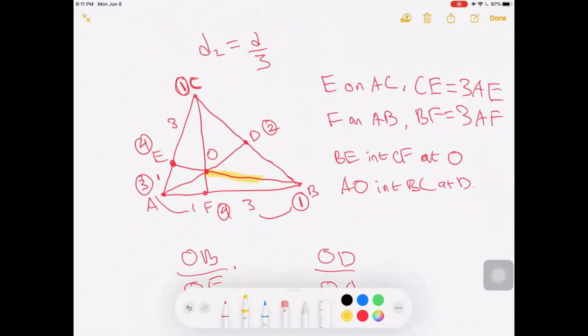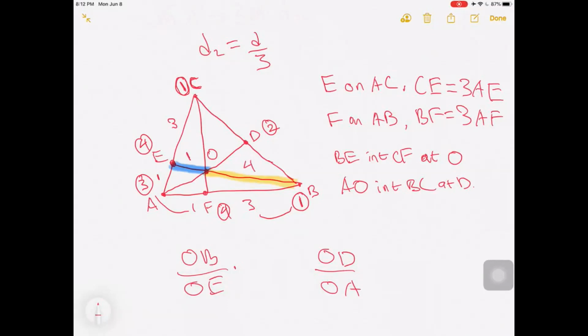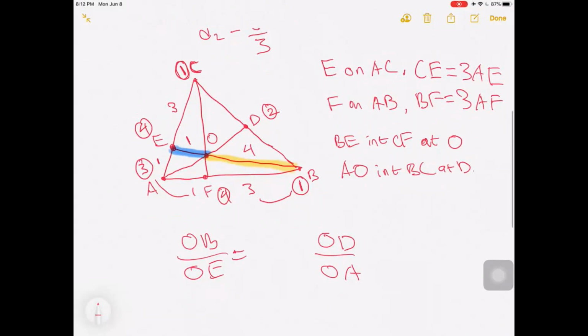So we want this OB divided by OE. Right. But we realize that B has a mass of 1 and E has a mass of 4. So in order to balance out this balance right here, we would need OE to have a distance of 1 and then OB to have a distance of 4 to 1. So this answer is going to be 4.